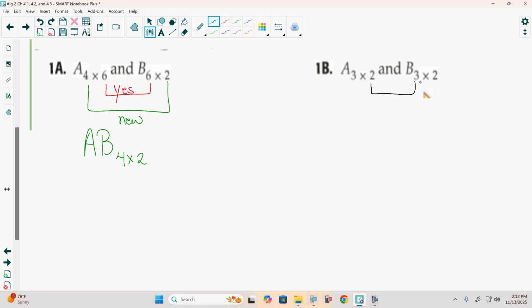1B, A is 3 by 2, B is 3 by 2. No. We could add them. We could subtract them, because a 3 by 2 and a 3 by 2 have the same dimensions. So we could definitely add these two together. We cannot multiply them.